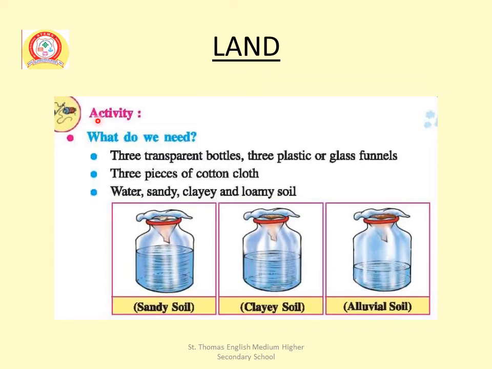There is an activity. What do we need? 3 transparent bottles, 3 plastic or glass funnels, 3 pieces of cotton cloth, water, sandy, clayey and loamy soil. First one, that is in water sandy soil, second in water clay soil and third in water alluvial soil. Okay.